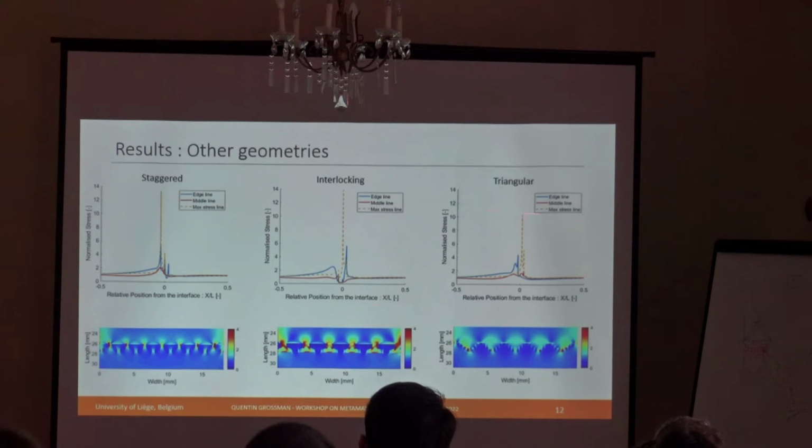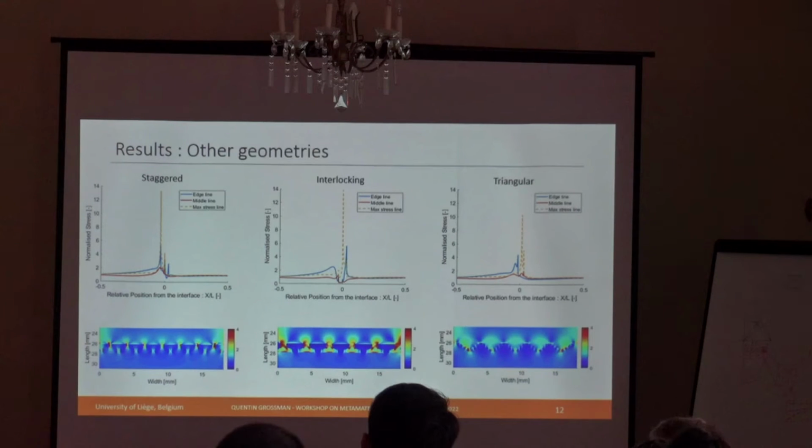For the three other geometries, we can say the same thing, basically. And you can see that somehow it is possible for some of them to locate this high concentration of stress. For example, here on the triangular, we can see it here. For the interlocking, it's a bit more difficult to notice it. And for the staggered, more or less, we can detect it here.